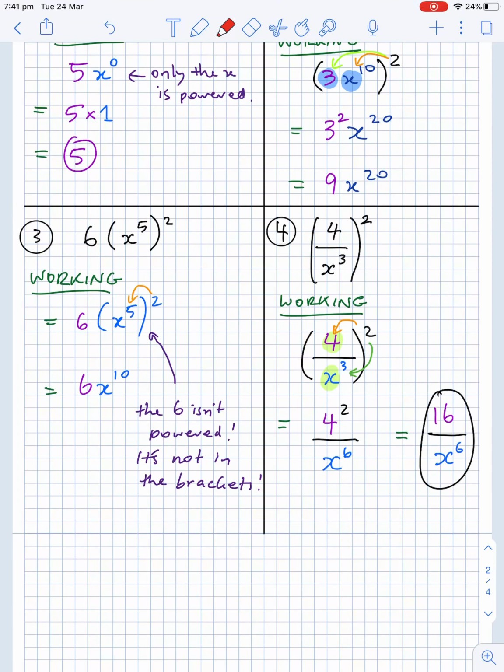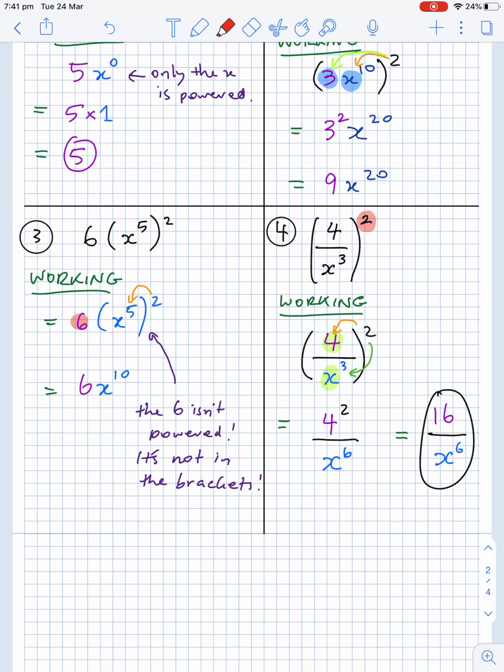We've got this sort of situation. Here, this 2, remember, affects the whole bracket, so everything inside the bracket. But the 6 is definitely not inside. So the 2 affects this. This is a power of another power, so they multiply together to give x to the power of 10. However, the 6 is not powered, so literally nothing happens to that 6. It stays a 6. So it's really important to see that the 2 only affects the bracket. Therefore the 6 will not change, and the x will go to the power of 10.